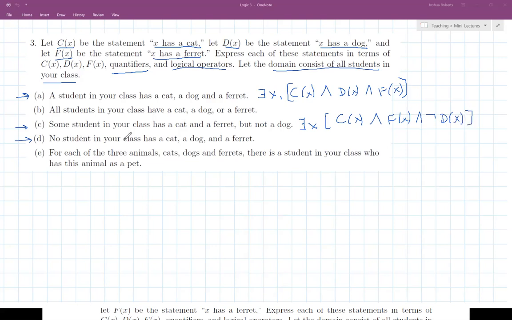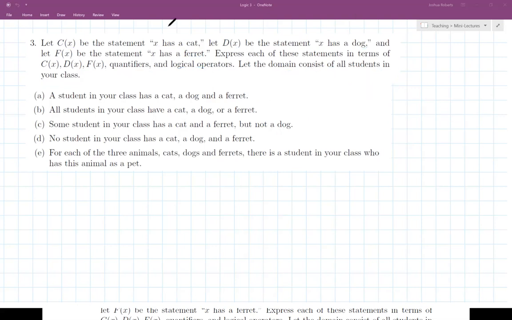Part D, no student in your class has a cat, a dog, and a ferret. So how do you say something like no student in your class? So nobody in your class satisfies these conditions. So one way to do it would be to say there does not exist a student in your class such that C of X and D of X and F of X. Now we're going to see in the next section, there's also a way to do this with a universal quantifier, but this way certainly works. All right. So moving on to the next part.